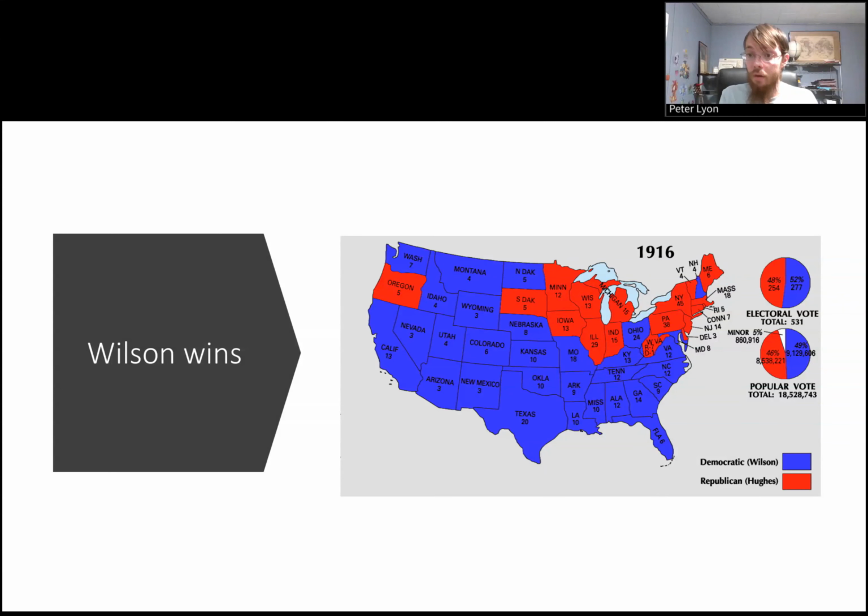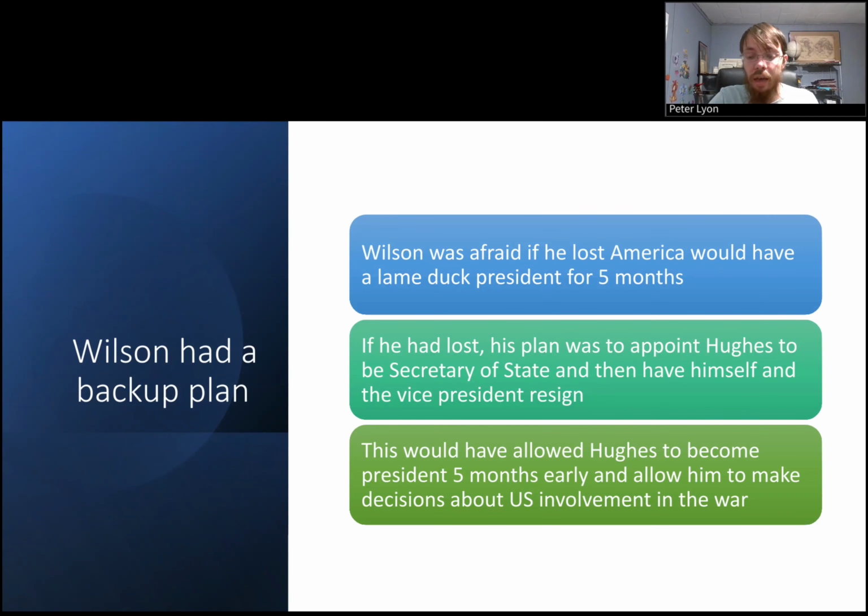Now, the U.S. is not in the war. Wilson isn't planning on getting in the war, though we will get in the war. However, Wilson has a backup plan. At this point, the president doesn't take office until March, not January like today. So he was afraid if he lost, America would have a lame duck president for 5 months. So his plan, if he lost, was to appoint Hughes to be Secretary of State. So the order of succession would have been president, vice president, Secretary of State at that point.